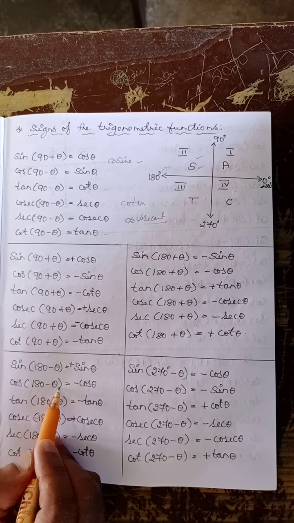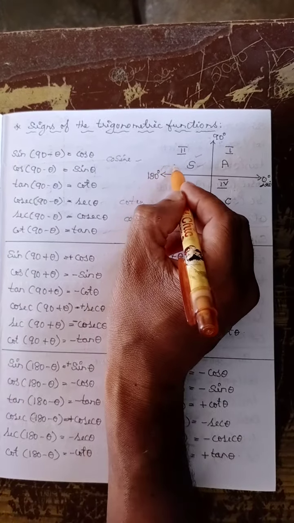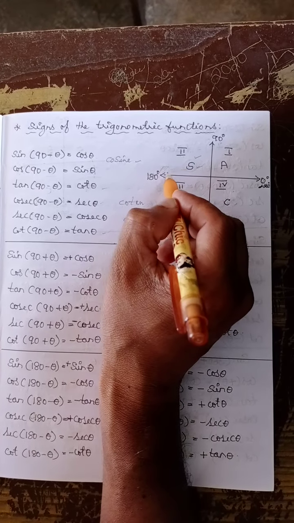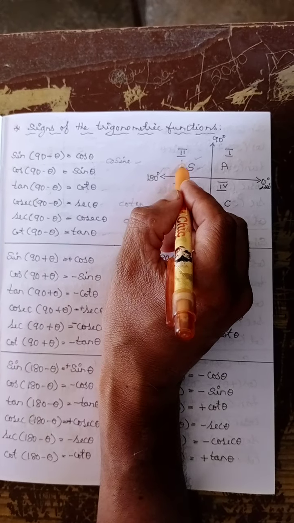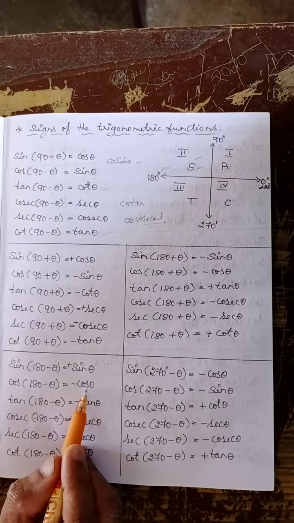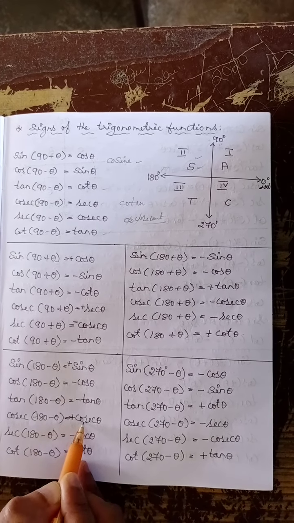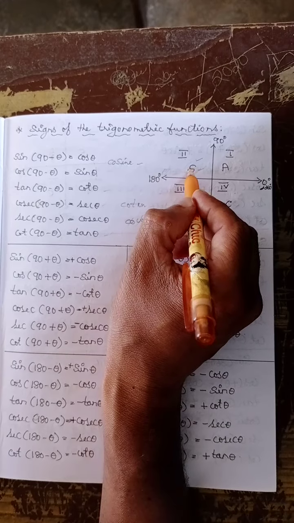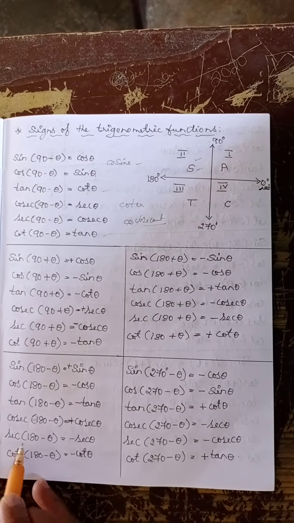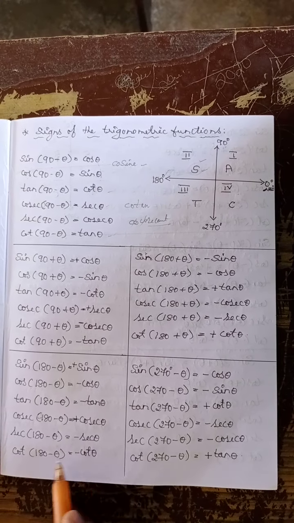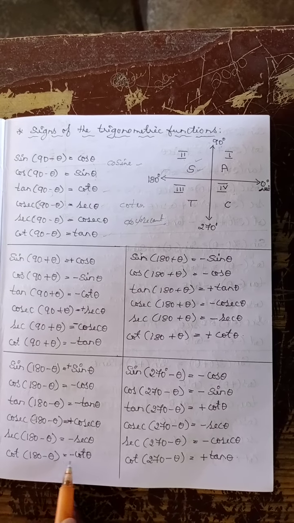Cos of 180 minus theta: cos is negative in the second quadrant, and 180 minus theta belongs to the second quadrant, so that will be minus cos theta. Similarly, tan of 180 minus theta is minus tan theta, cosec of 180 minus theta is plus cosec theta, since cosec is the reciprocal of sine and sine is positive in the second quadrant. Secant of 180 minus theta is minus secant theta and cot of 180 minus theta is minus cot theta.